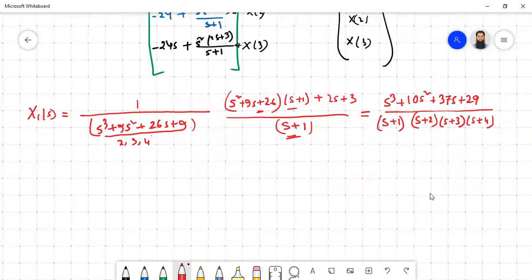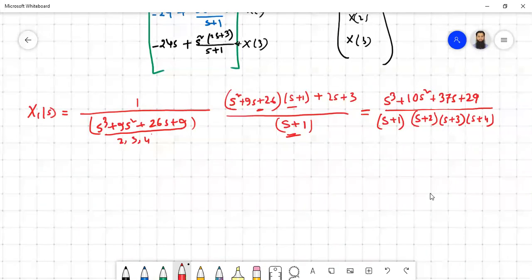29. Similarly, if we go about the other ones, x1s, we'll do the same thing, the determinant will be there, s cube plus 9s square plus 26s plus 24. I'm sorry about it. It should be 24.